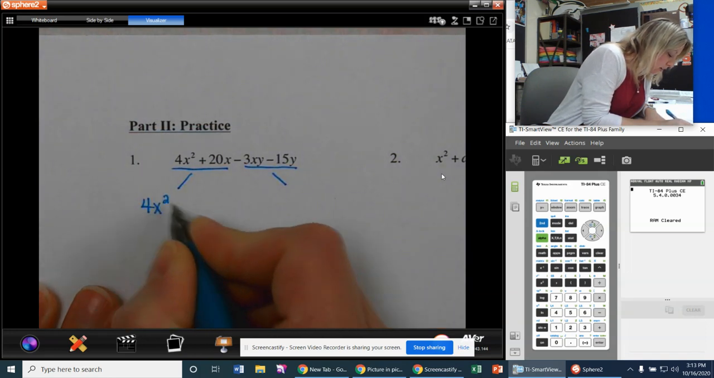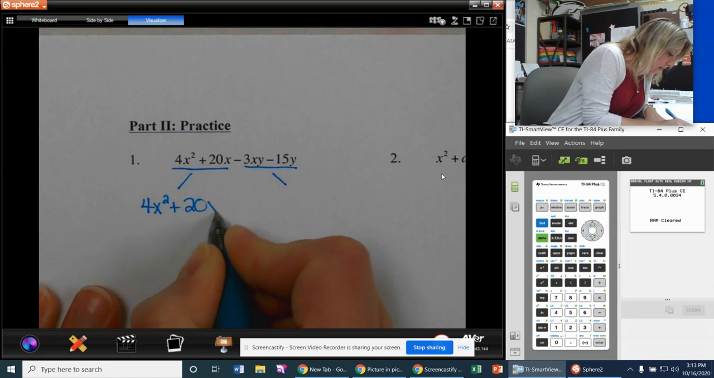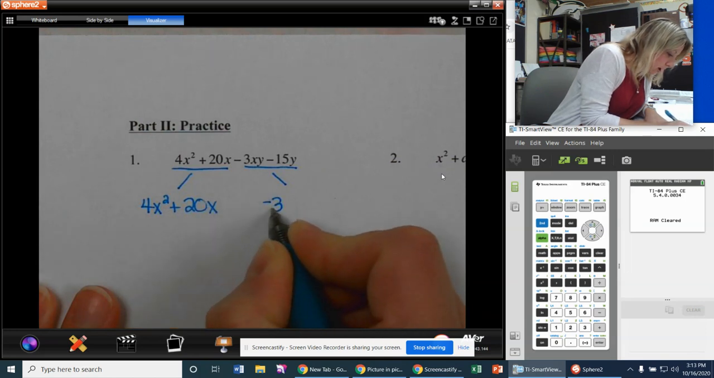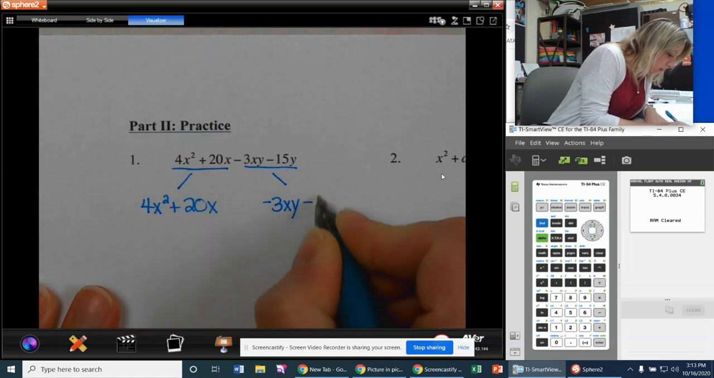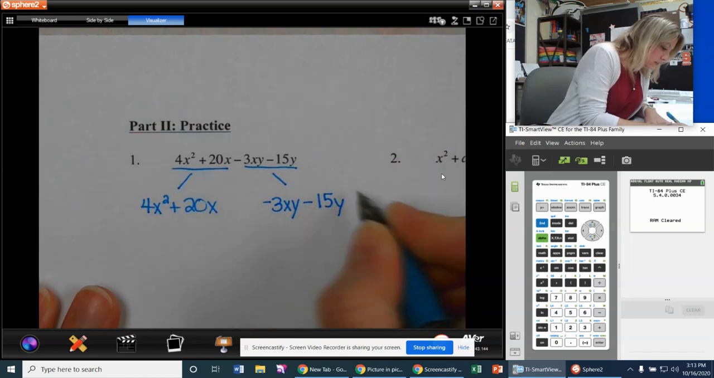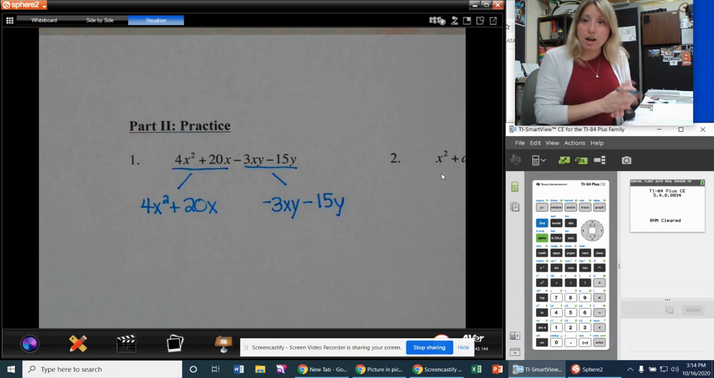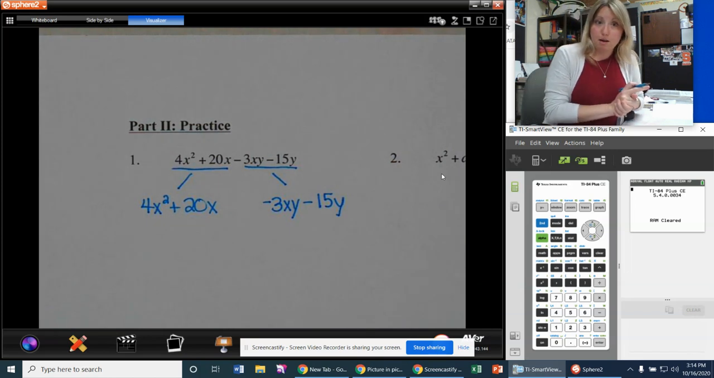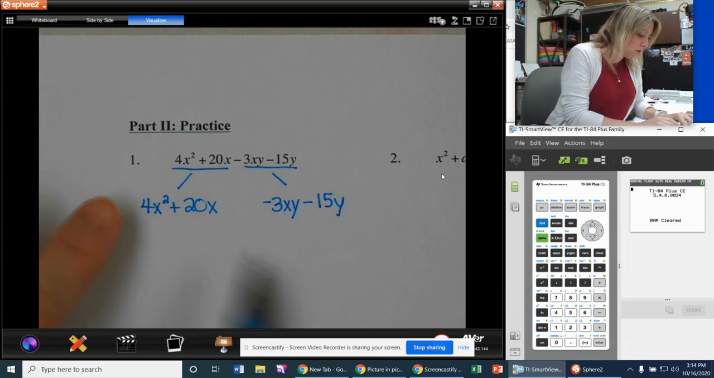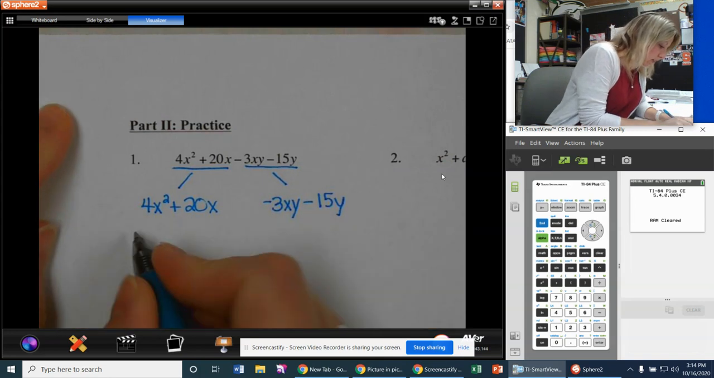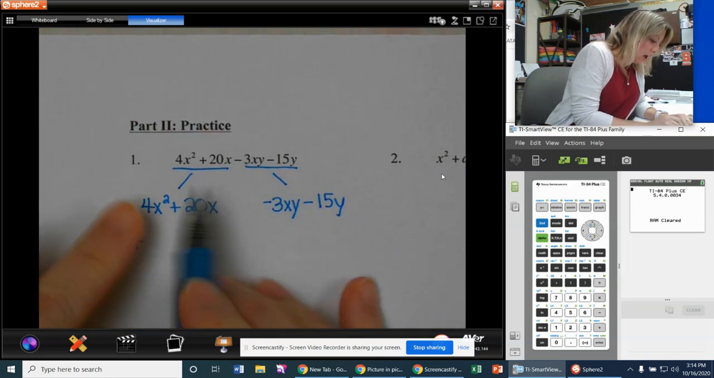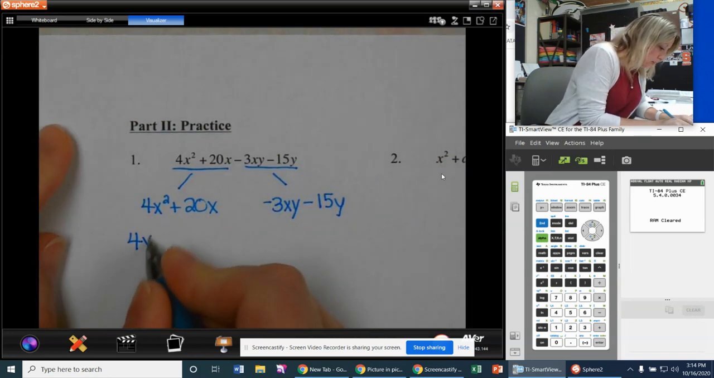4x squared plus 20x and negative 3xy minus 15y. Okay, let's start here. What do they have in common? We have a number and an x in common. So 4 is evenly divided into both of those, and an x can come out of each of these.